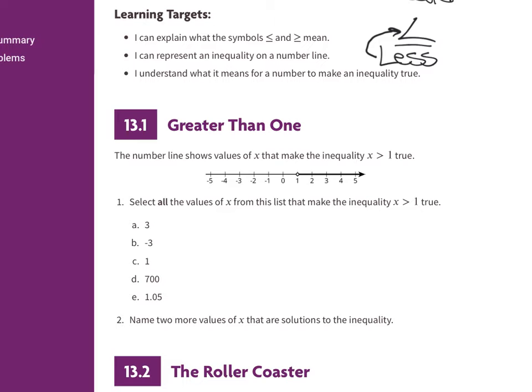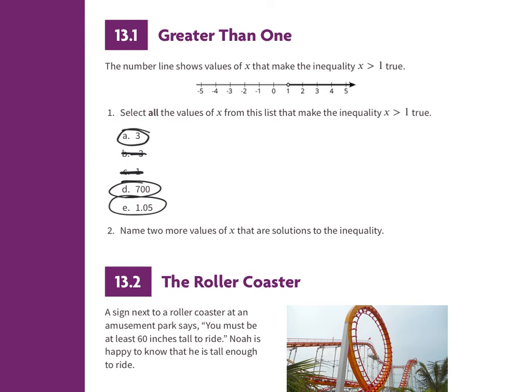So is 3 greater than 1? Yes, 3 is greater than 1. Is negative 3 greater than 1? No, negative 3 is not greater than 1. Is 1 greater than 1? Well, 1 is equal to 1, but it is not greater than, so it's not going to work here. Is 700 greater than 1? Yep. Is 1.05 greater than 1? Yes.